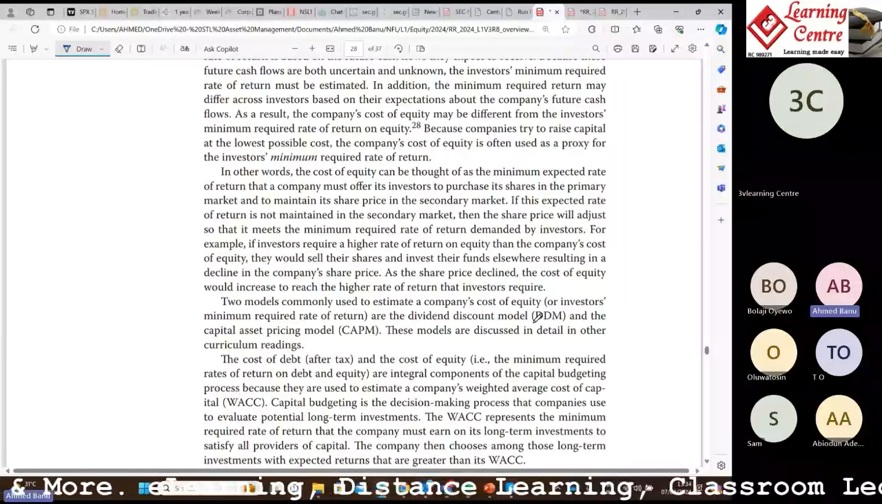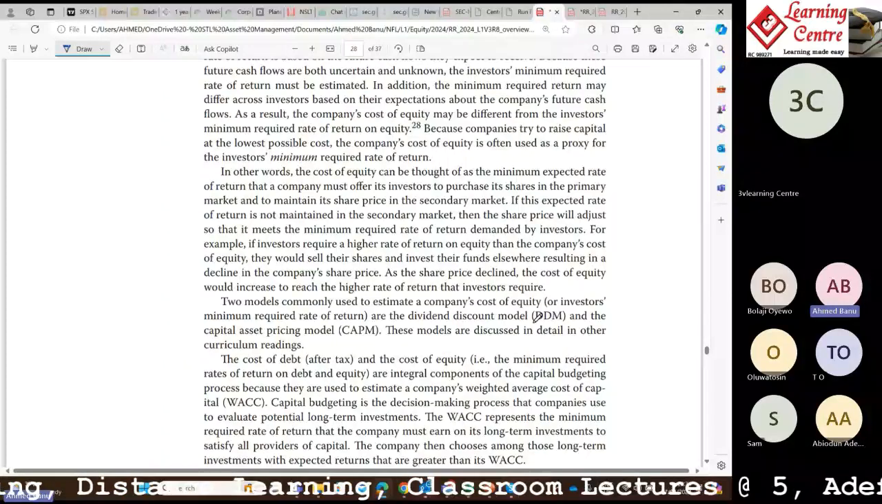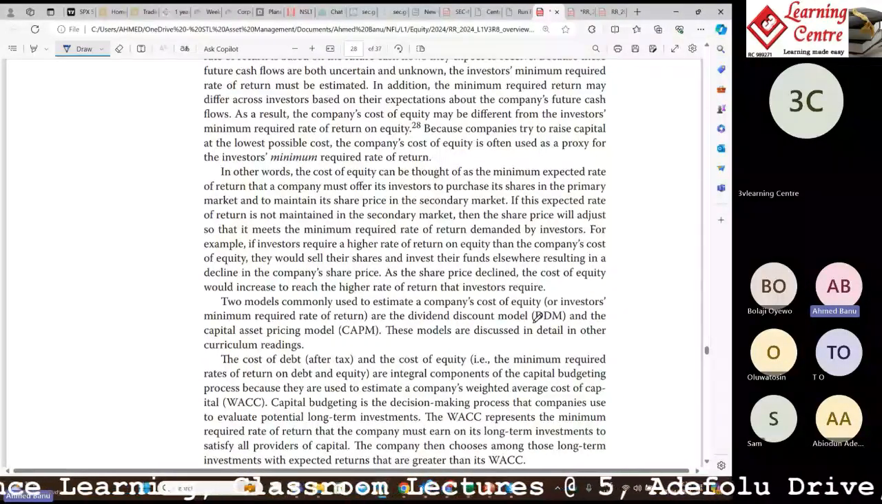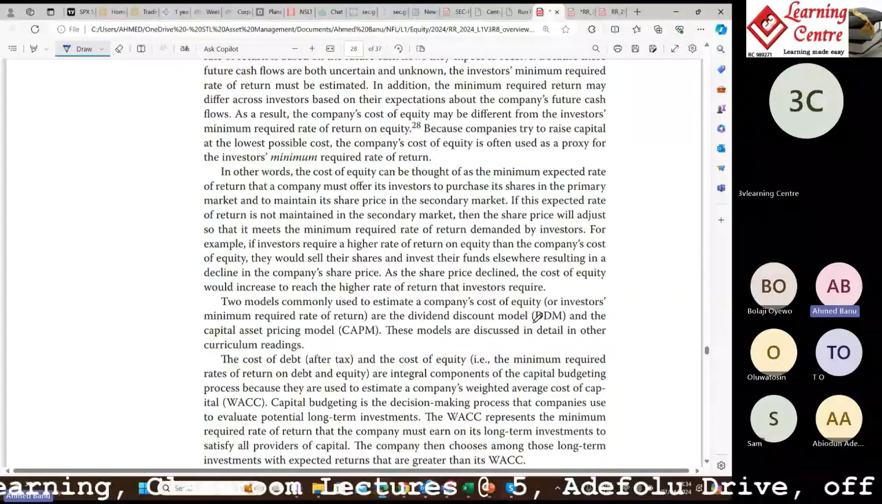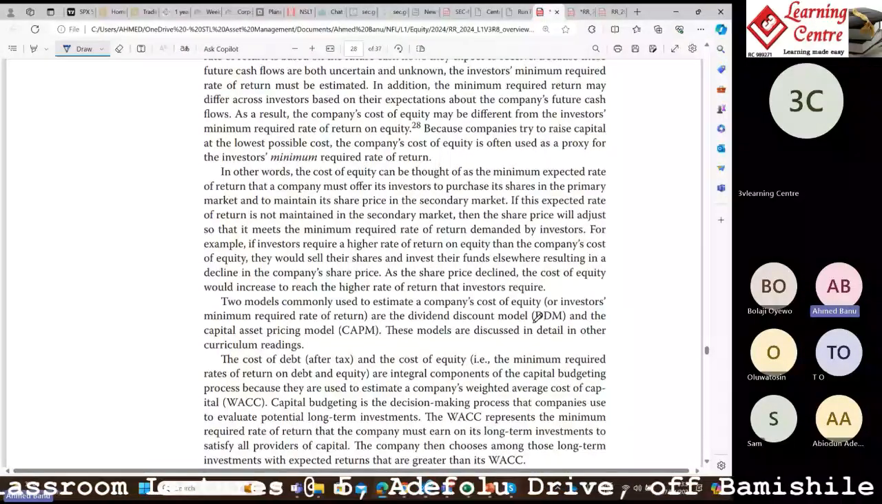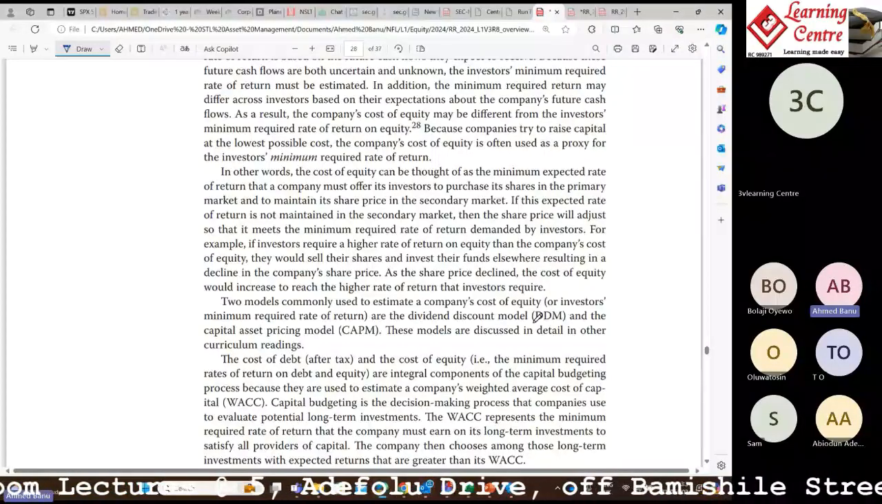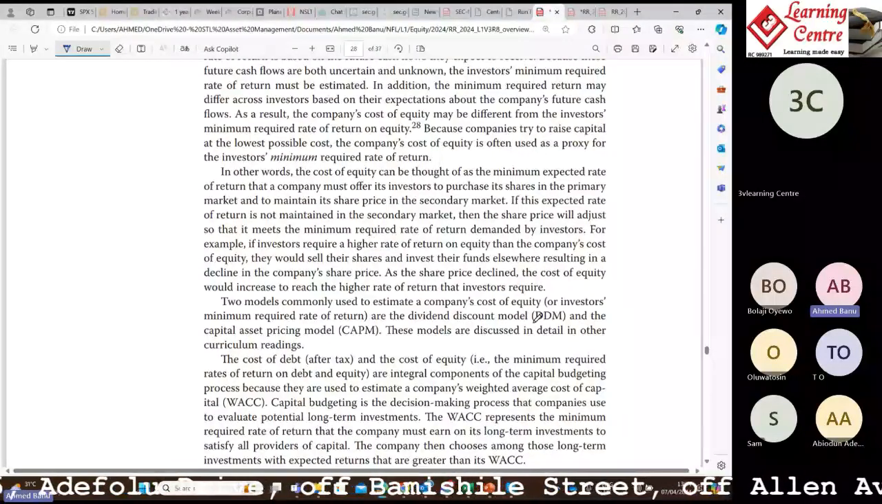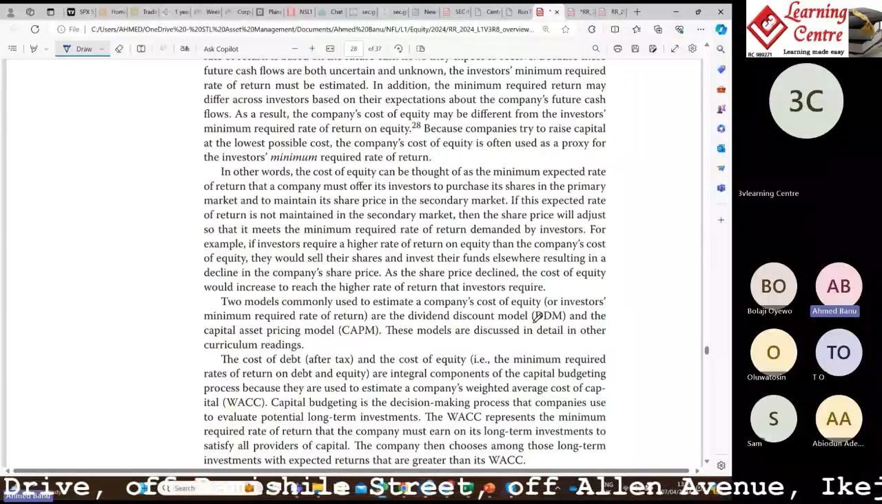In other words, the cost of equity can be thought of as the minimum expected rate of return that the company must offer its investors to purchase its shares in the primary market and to maintain its share price in the secondary market. If this expected rate of return is not maintained in the secondary market, then the share price will adjust so that it meets the minimum required rate of return demanded by investors.